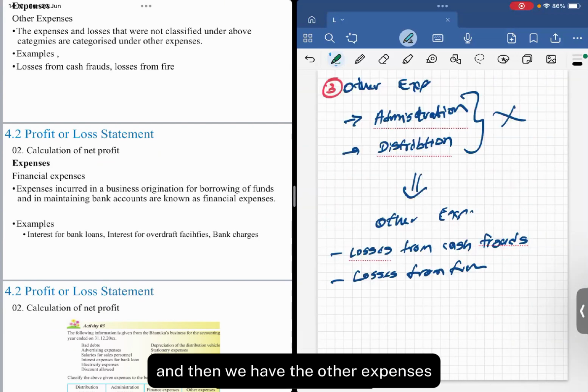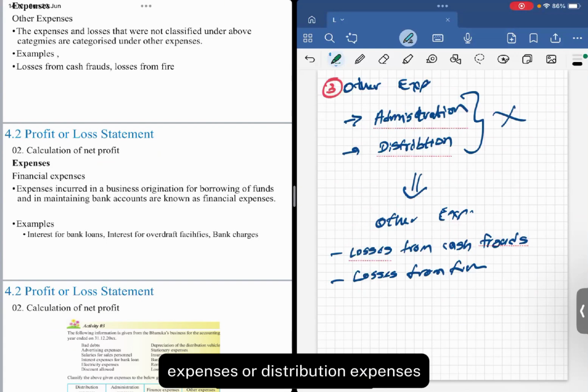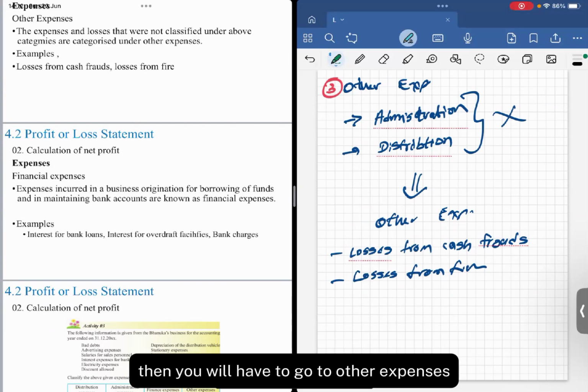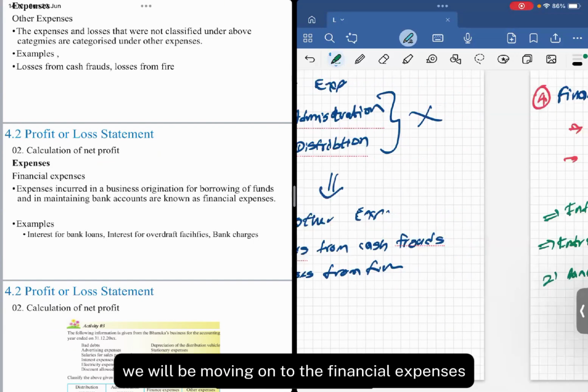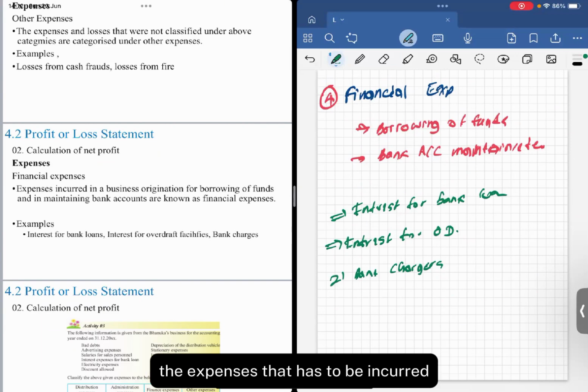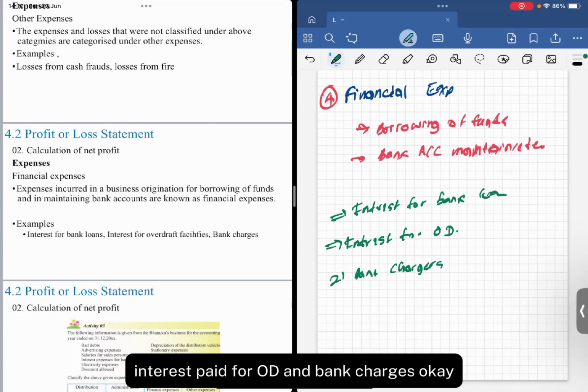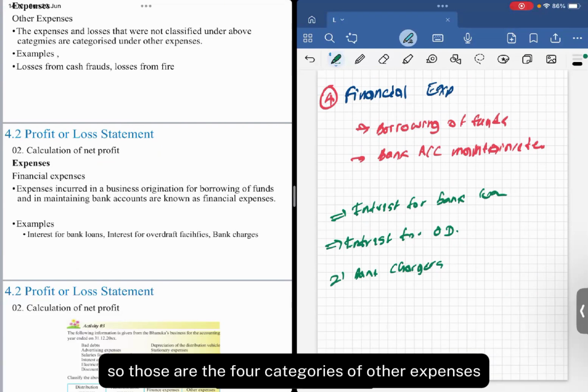And then we have the other expenses. Let's say your expenses do not fall into the category of administration expenses or distribution expenses, then you will have to go to other expenses: losses from cash flows, losses from fire, etc. And then we move on to the financial expenses, the last expenses category, the expenses that have to be incurred when you are borrowing funds or maintaining bank accounts. Typical examples would be interest paid for bank loan, interest paid for OD, and bank charges. Okay, so those are the 4 categories of expenses.